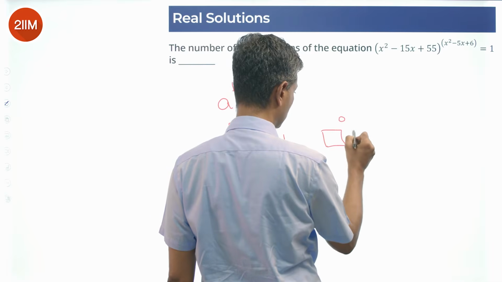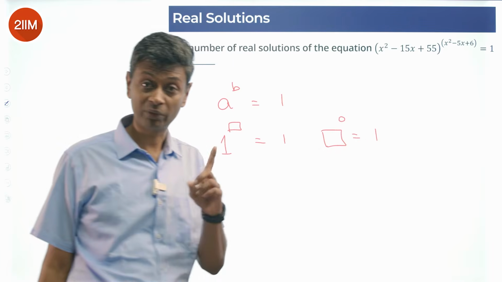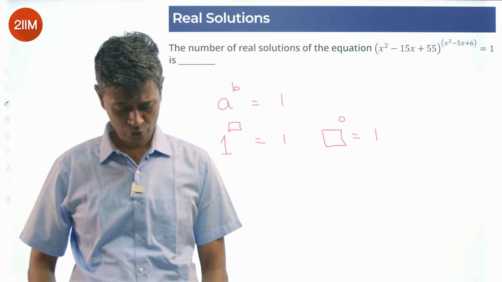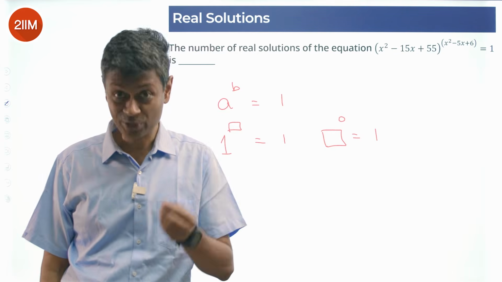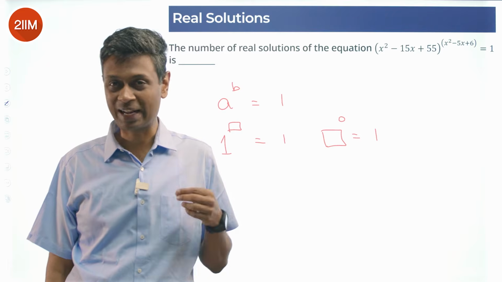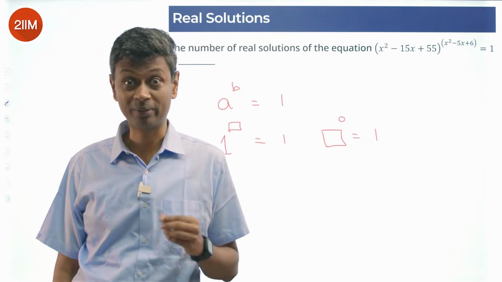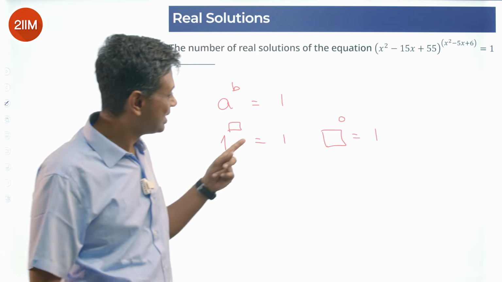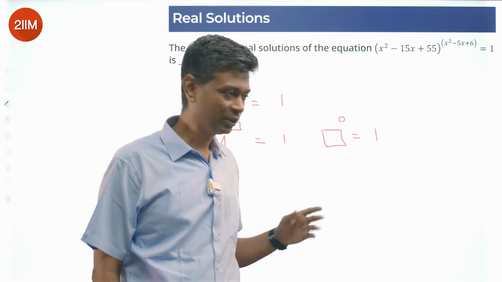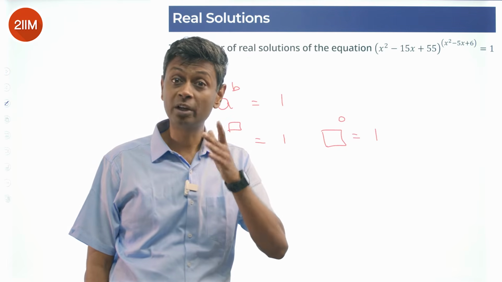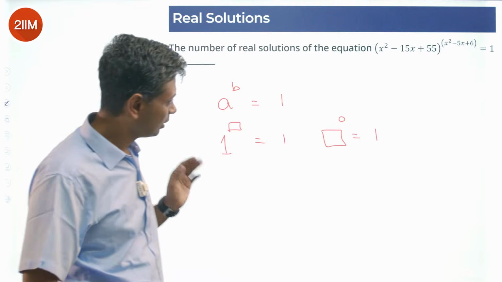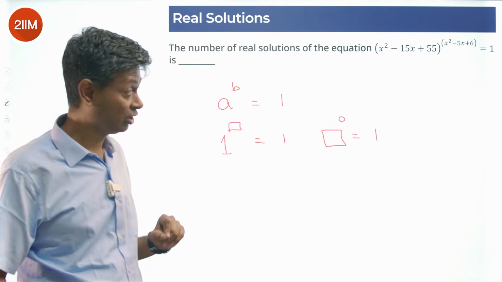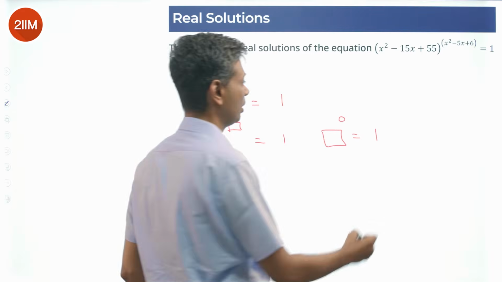Anything power 0 is 1. This is one way. 1 power 3 is 1, 1 power minus 2 is 1, 1 power minus 11 is 1, 1 power root 3 is 1. 3 power 0 is 1, 15 power 0 is 1, 23 power 0 is 1, minus 23 power 0 is also 1. Brilliant.